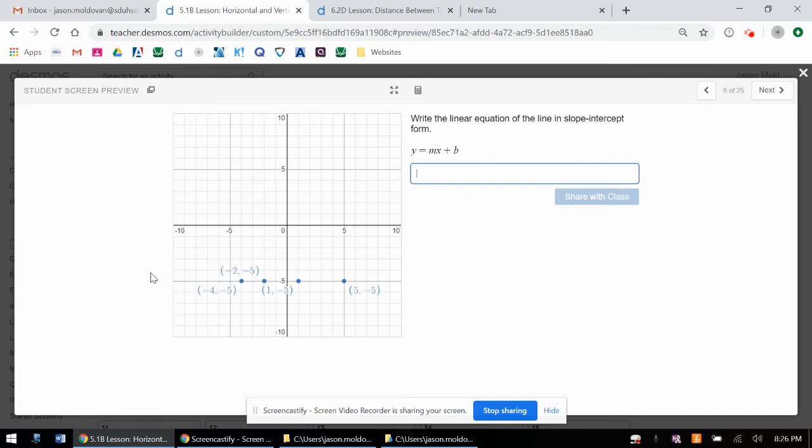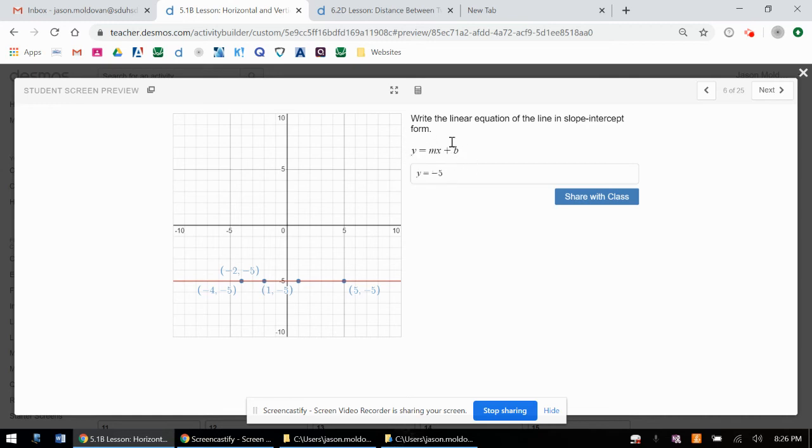Then we're going to type in an equation, which will show up here if we do this correctly, which is that all of the y values equal -5. So this is y equals -5. We sometimes wrote it as y equals 0x temporarily, but it's best to get rid of that and just put y equals -5.